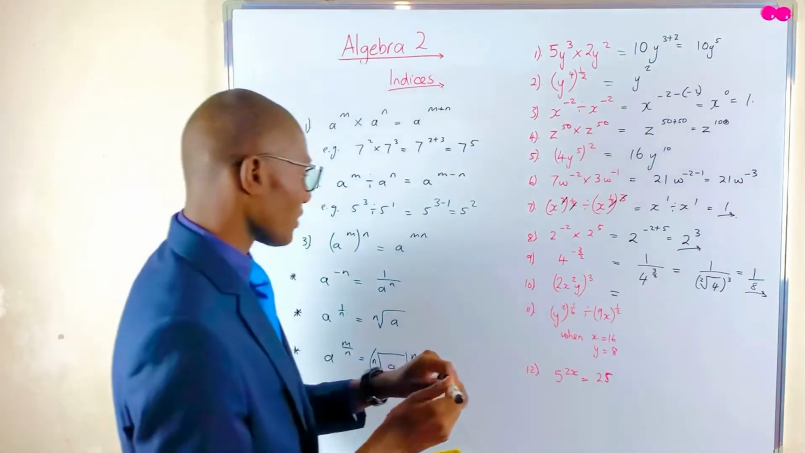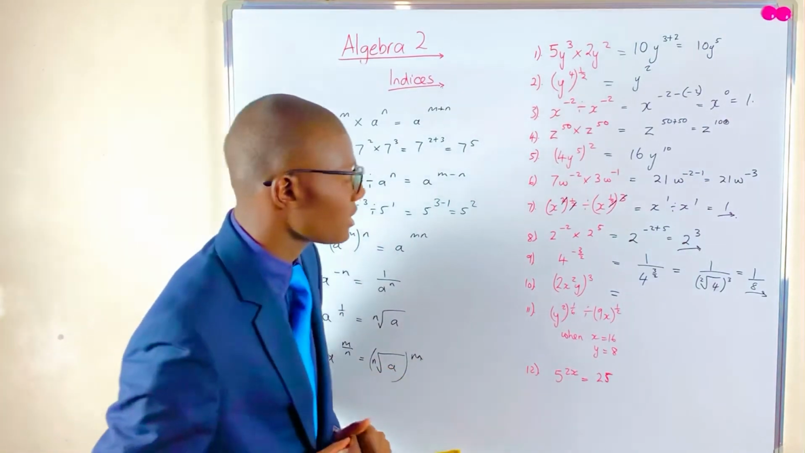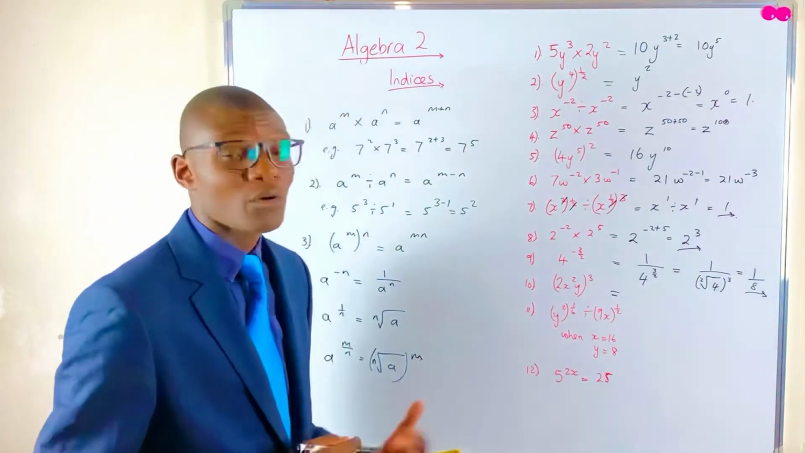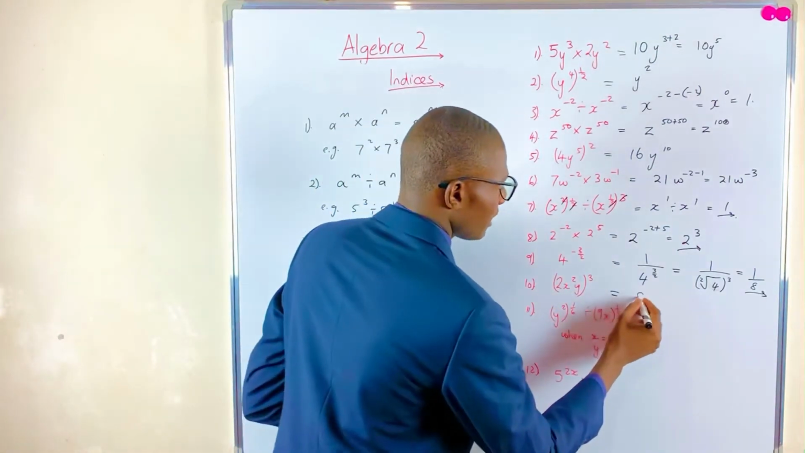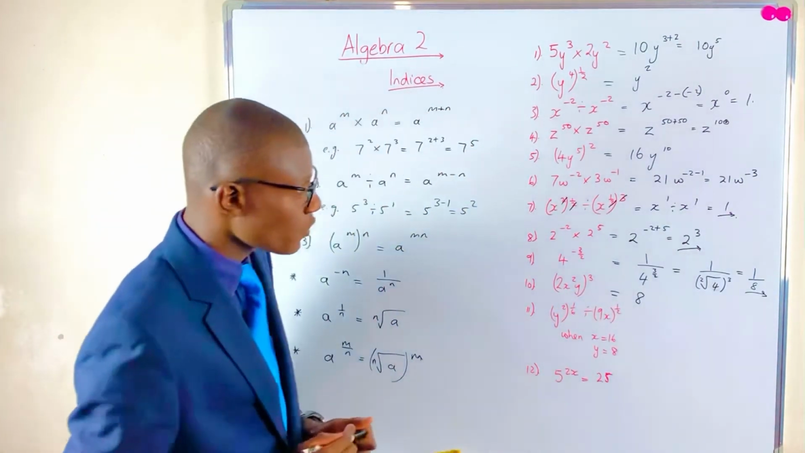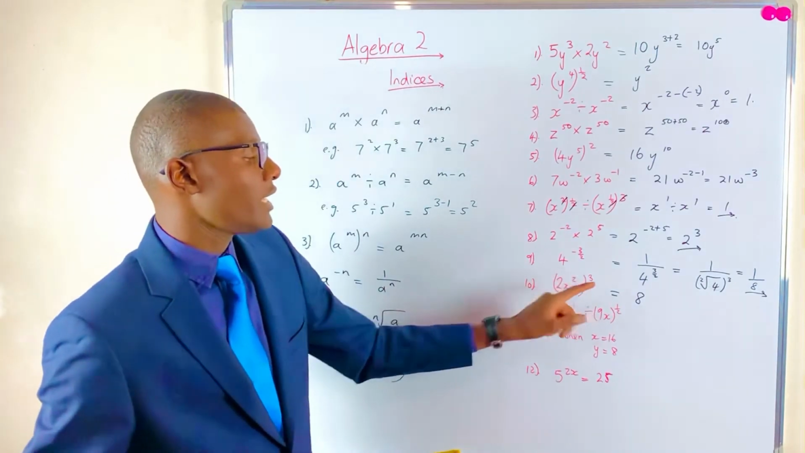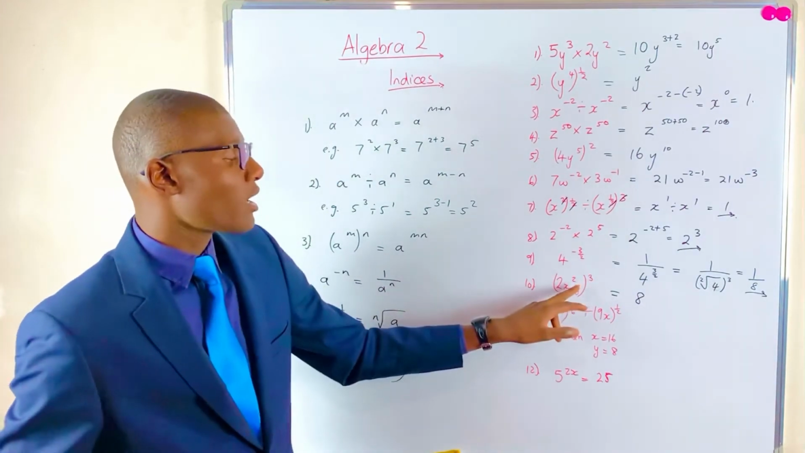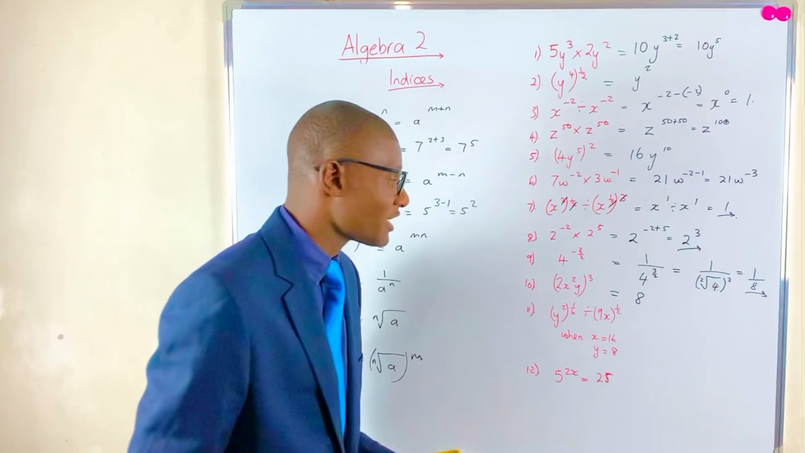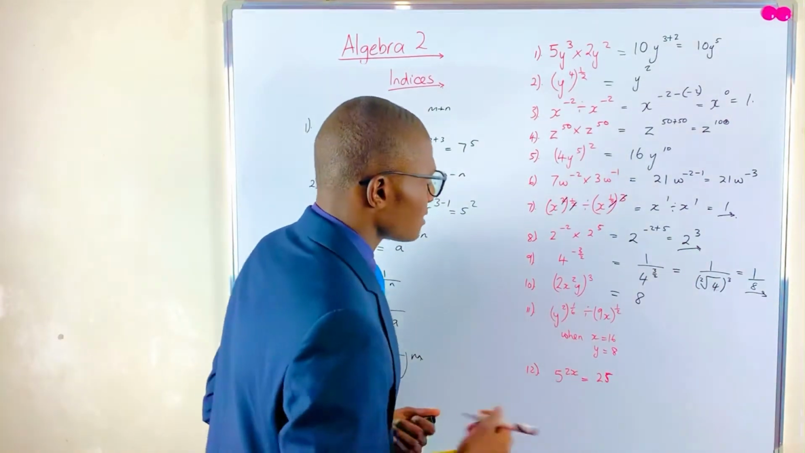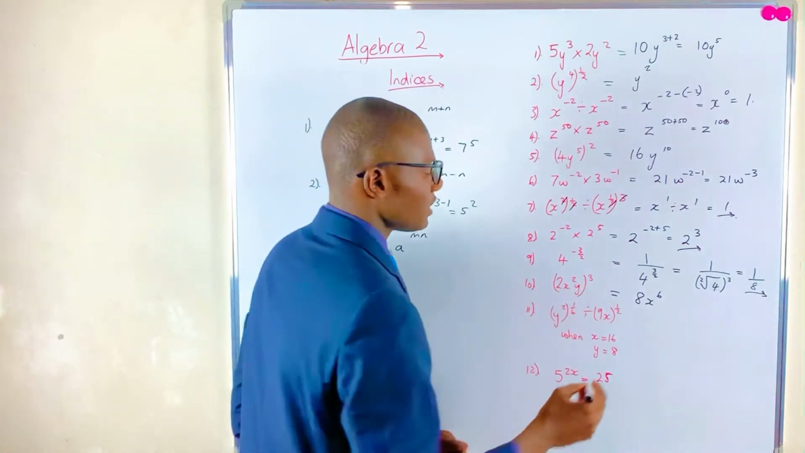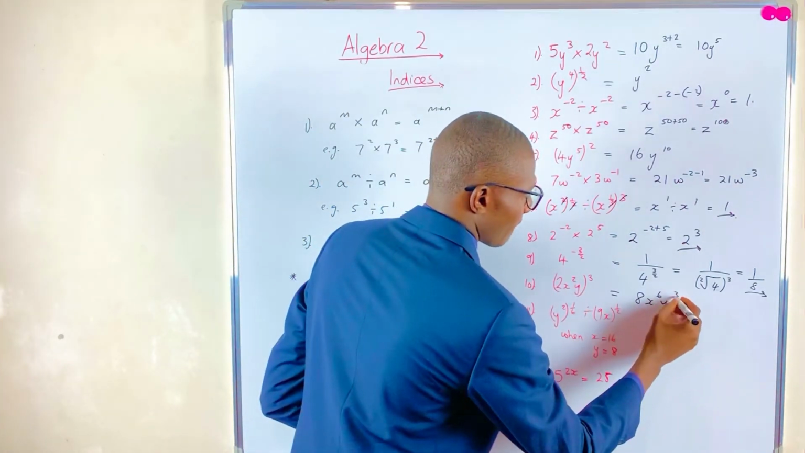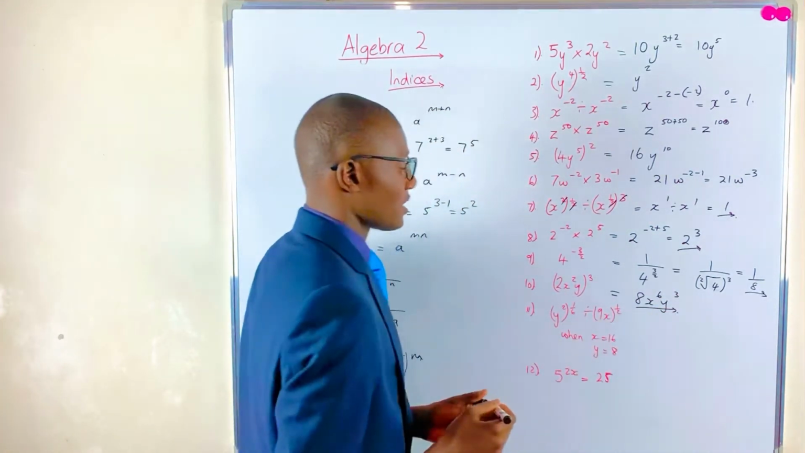With number 10, we're saying 2x squared y raised to the power of 3. So first of all, 2 to the power of 3, we get an 8. Then x squared to the power of 3. The powers, they just multiply each other directly. 2 times 3, we get a 6. So that's x to the power of 6. And then y to the power of 3, that's just y to the power of 3. So that's the final answer that we get.